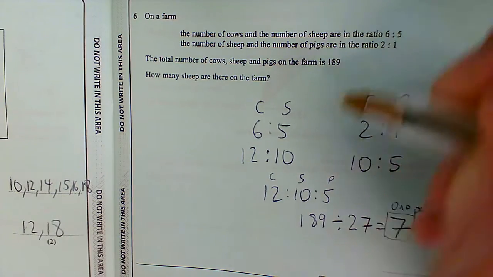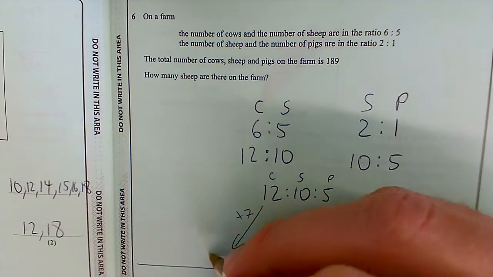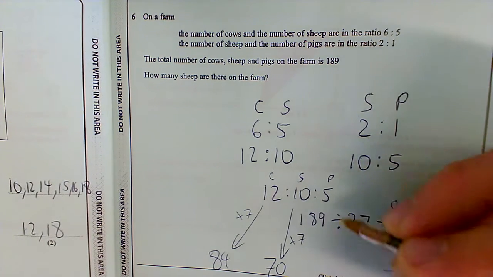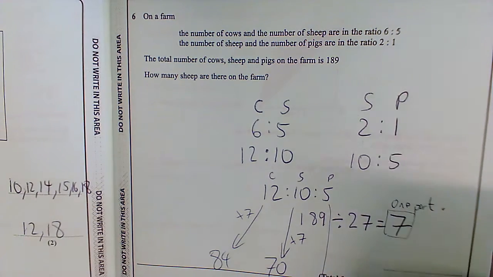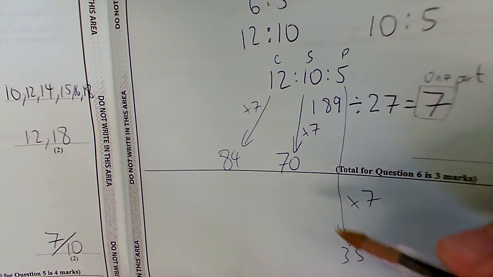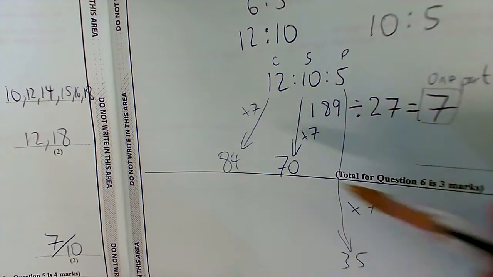So if there's 189 animals, we could say that times it through by 7, 84 of them would be cows, 70 of them would be sheep, and if I go through here, 35 of them would be pigs. A good way of checking whether you've got it right is these numbers should add up to what you started off with. These 3 should add up to 189, which they do.